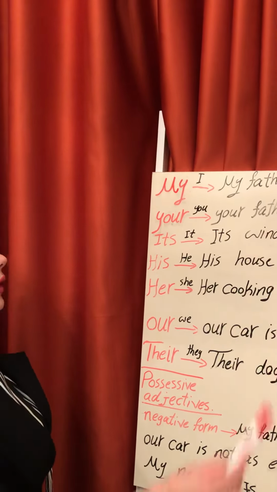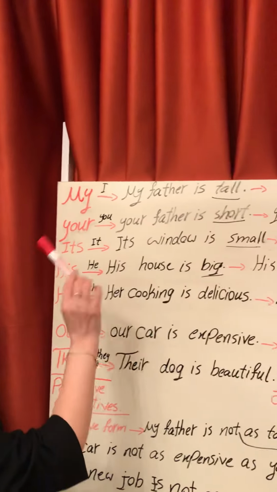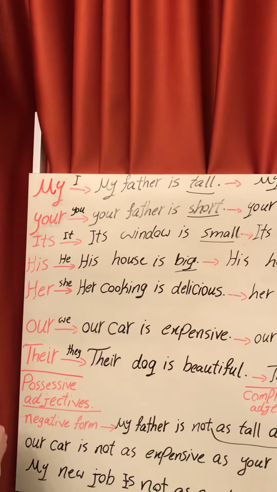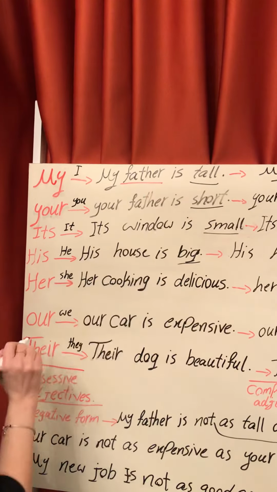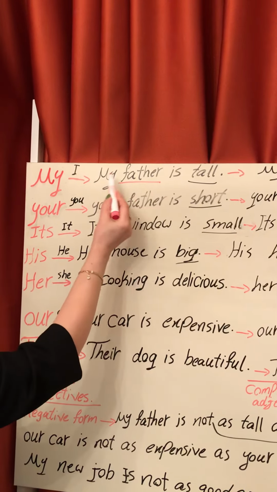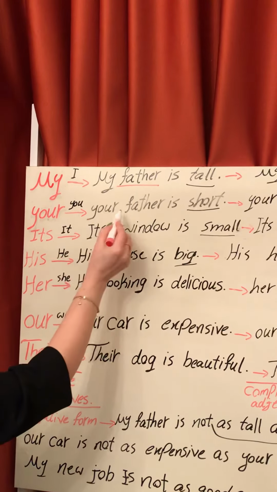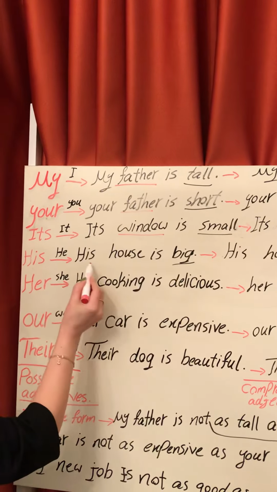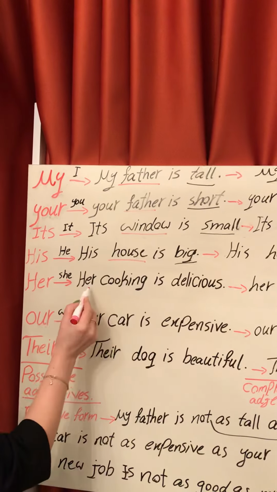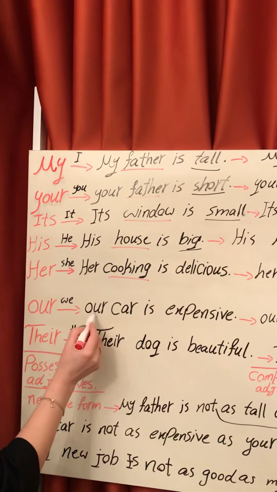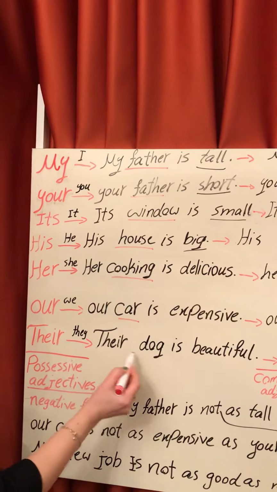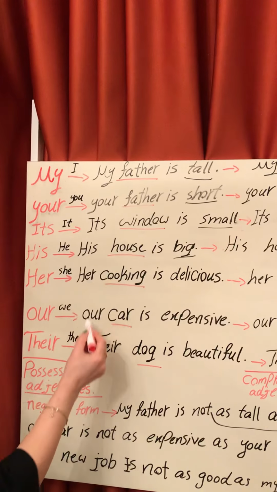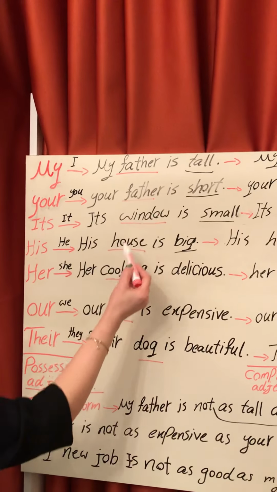Now for sentences. First, after a possessive adjective, we need a noun. For example, my father, your father, its window, his house, her cooking, our car, their dog. Look at here. After all possessive adjectives, we have nouns.